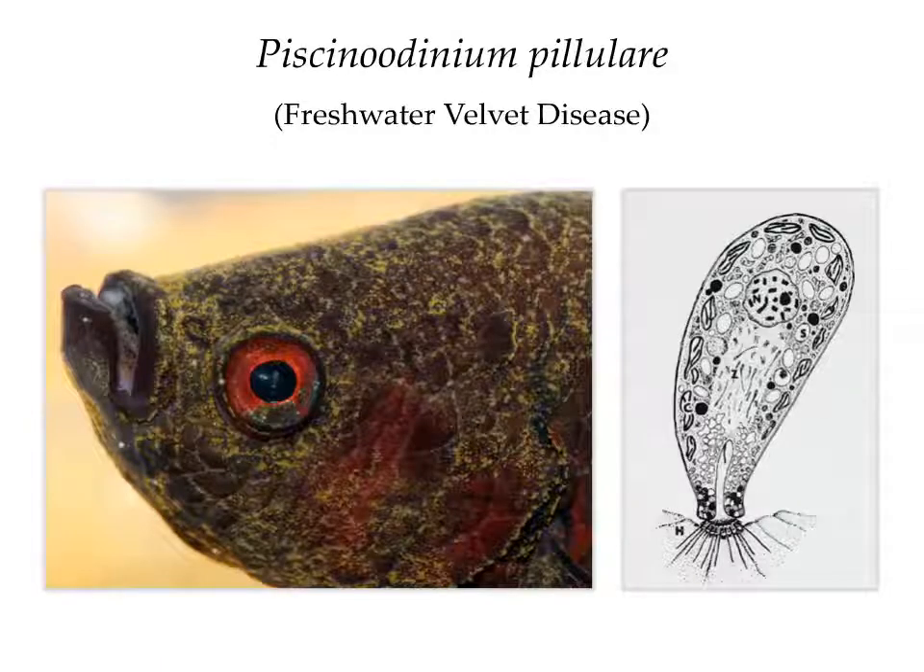Piscinoodinium pillulare is the freshwater counterpart of marine velvet disease. The image to the bottom left is an example of an epidermal infection. Notice the fine yellow dusting all over the skin. The image on the right is a sketch of a trophont, which is the attached feeding stage. The parasite latches onto the skin using a rhizoid, which is the anchoring structure marked with the letter H.